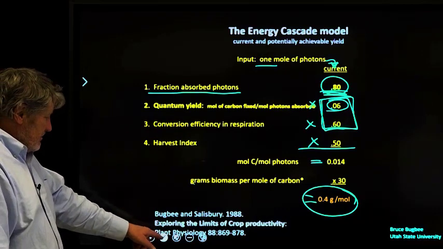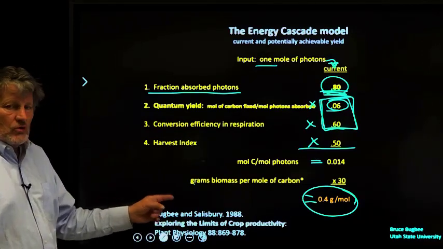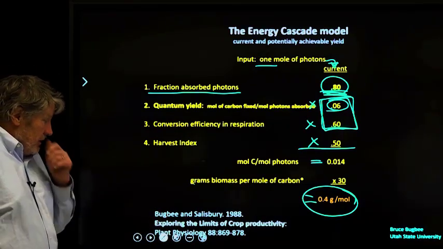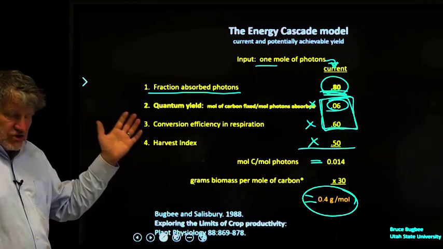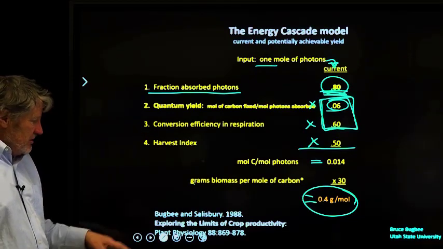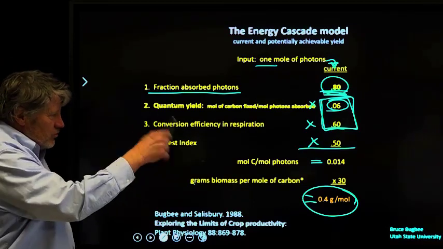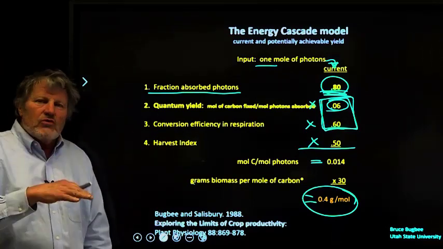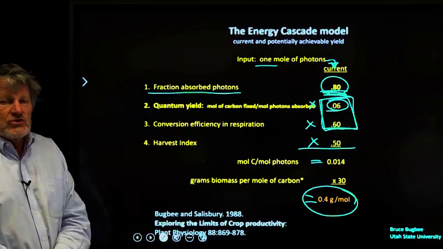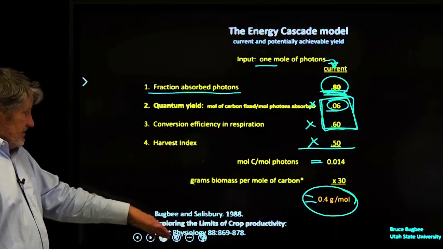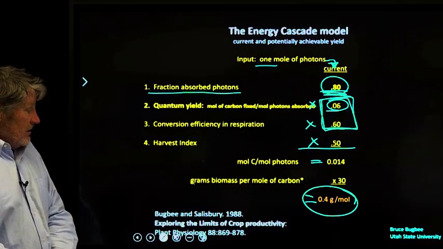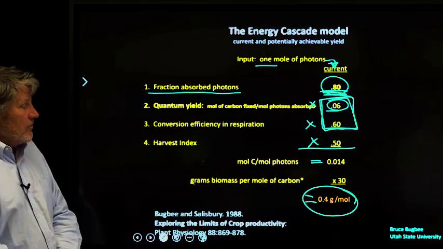This, by the way, is one of the early papers in my career. We published it in the journal Plant Physiology, exploring the limits of crop productivity, when I worked in this model, and we grew crops and measured these 4 parameters. That's now one of my more highly cited papers from a long time ago.